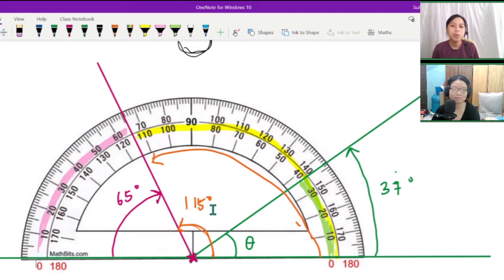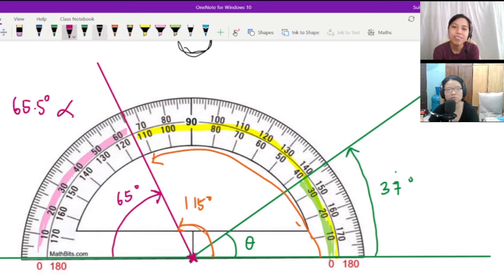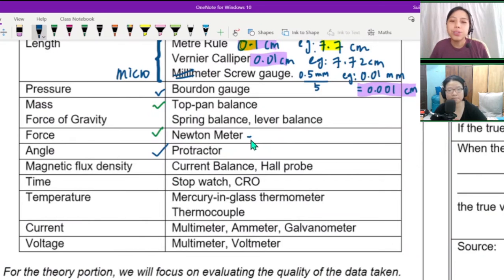Okay. What's the smallest we can read again? 1 degree, right? 1 degree. No decimal point. So I don't care even if you think this is perfectly half. You cannot write 65.5. It's wrong. Because the smallest reading is, sorry, 1 degree. Nearest degree. So 1 degree, let's write that down in our list here. 1 degree protractor. But also, please double check whatever you are given.